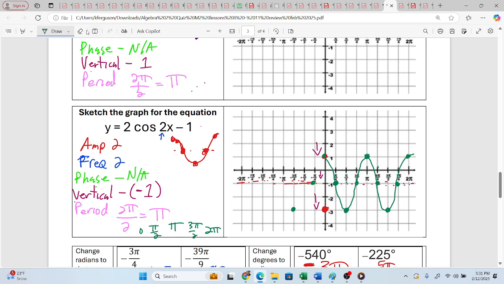I went too far. Sorry. So I'm going to hit the midline. I'm going to go to the very bottom. Right? I'm going to go back to the midline, and then I'm going to end on the high point. And I'm going to do the same process again. I'm going to hit the midline. I'm going to go to the very bottom. I'm going to go back to the midline, and then I'm going to end high right there.